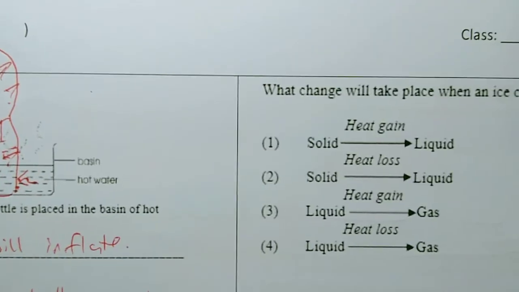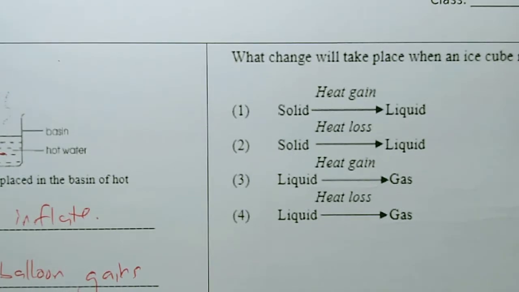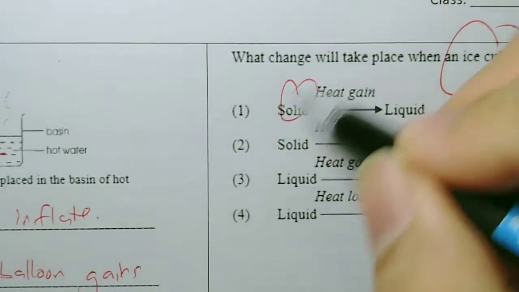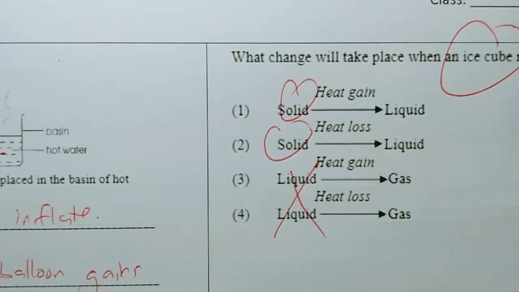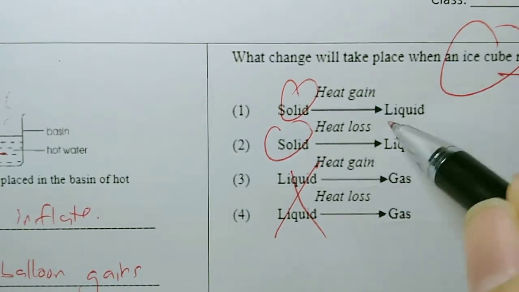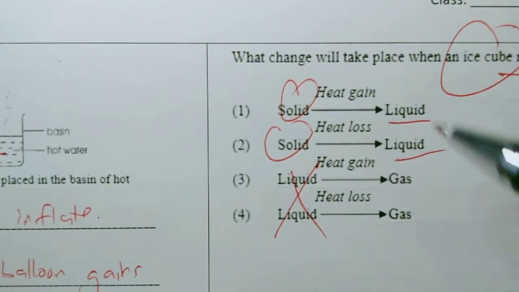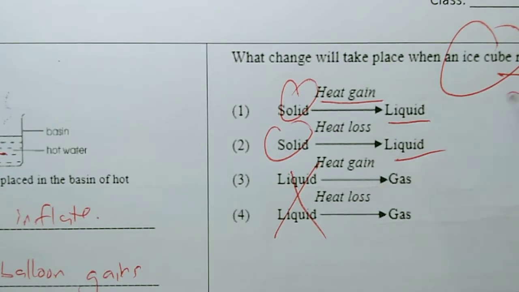What change will happen when ice cube melts? Ice cube melts, well, ice cube is a solid, right? So must be solid, solid. Cannot be liquid. When it melts, it becomes a liquid. Liquid. How does it melt? It has to gain heat. So 1 is the answer.